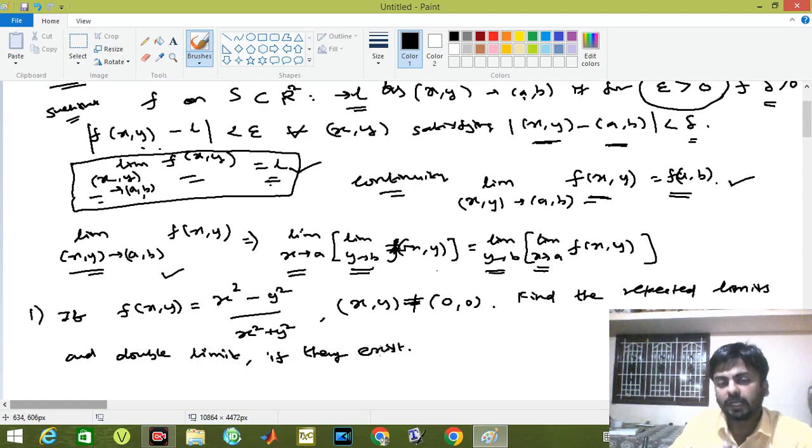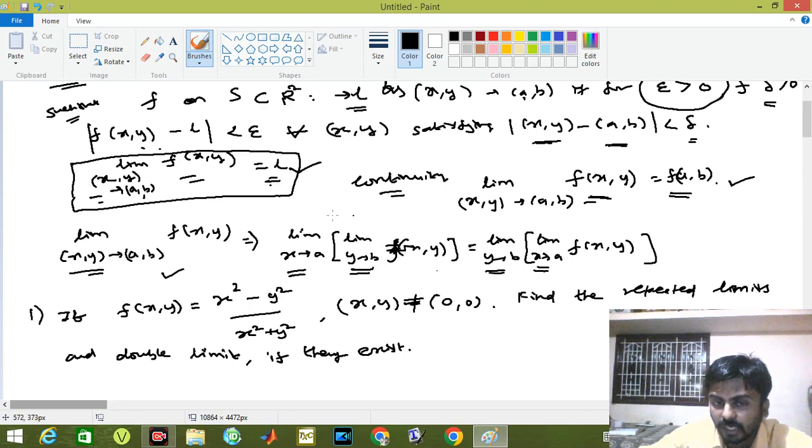Dear students, I am once again repeating: here we are first finding the limit by substituting y tends to b, and after that substituting the value for x tends to a. On the other side we first substitute the value for x, that is a, then substitute b for y. So we are repeating the substitutions for both x and y. These kinds of limits are called repeated limits. If it exists, you can write it as (x, y) tends to (a, b). This is called the double limit.